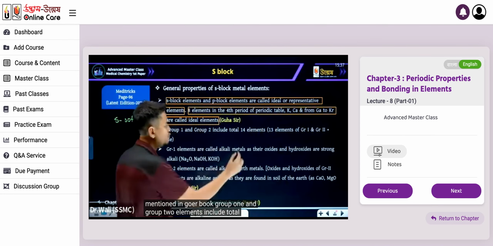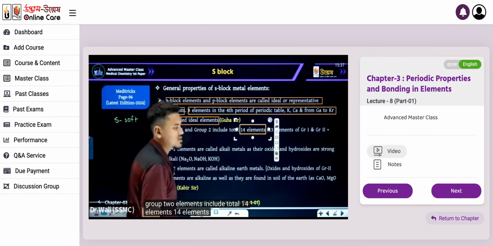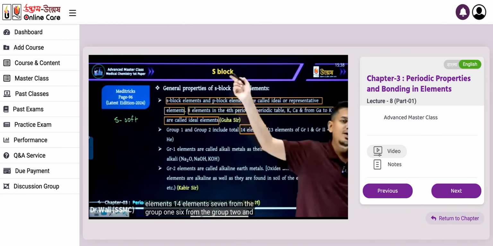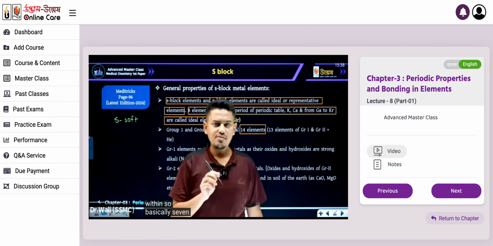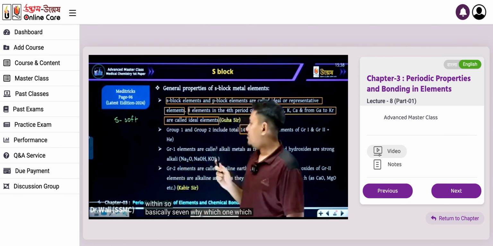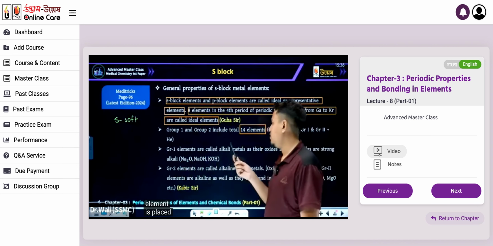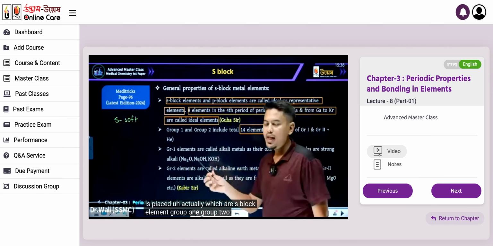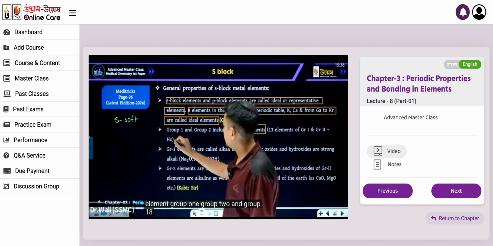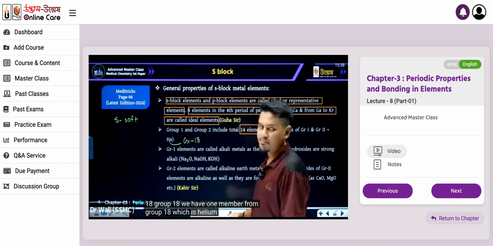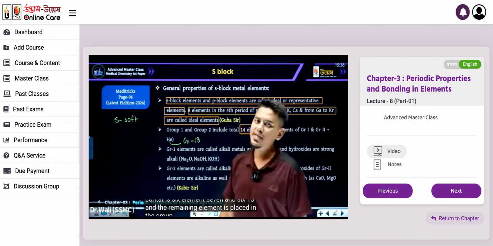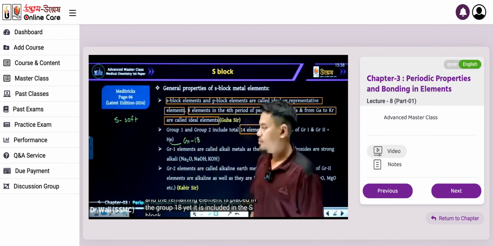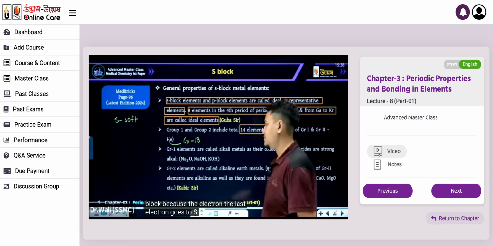Group 1 and group 2 elements include a total of 14 elements: 7 from group 1, 6 from group 2, and 1 more. Which are S block elements? Group 1, group 2, and group 18. We have one member from group 18, which is helium. Group 1 contains 7 elements, group 2 contains 6 elements, 7 and 6 make 13, and the remaining element is placed in group 18. Yet it is included in the S block because the last electron goes to the S subshell.